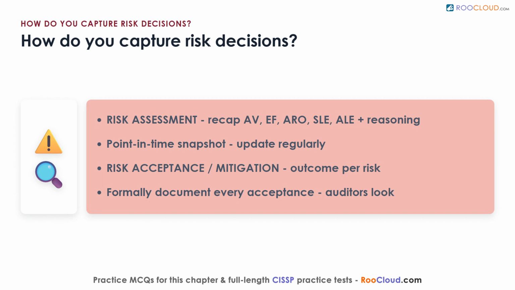A crucial discipline here: make leaders formally document every risk acceptance, because auditors will hunt for those artifacts later. Think of it like a signed medical consent form. When someone declines a treatment, you record it clearly, so the decision is never in doubt.